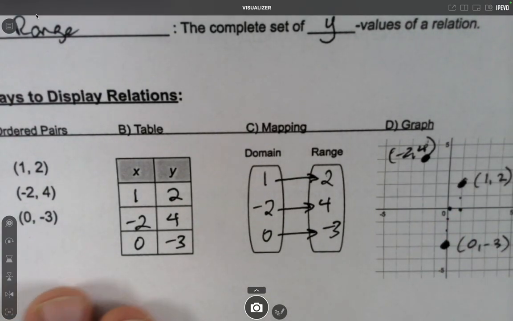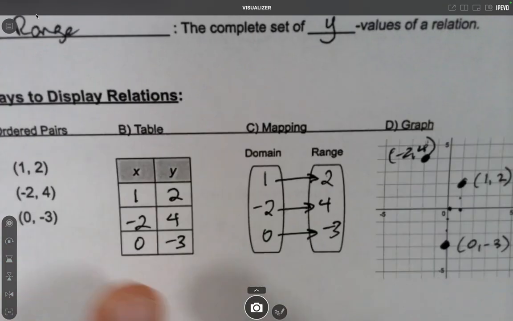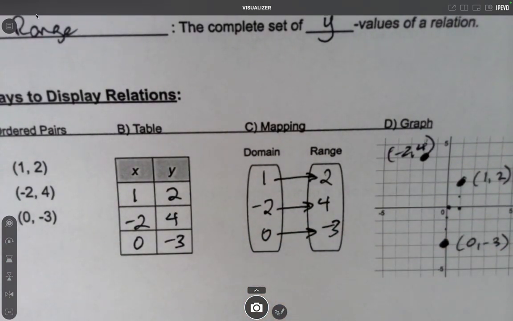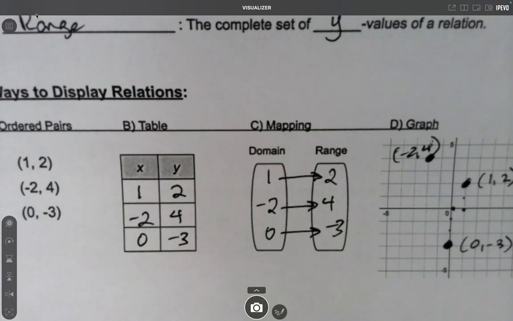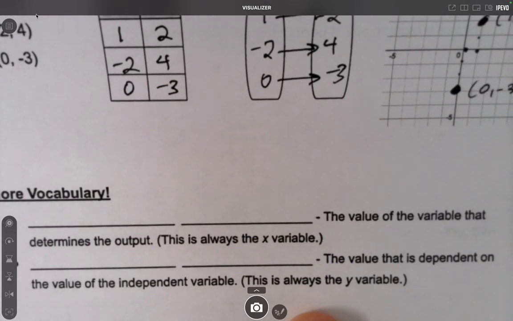And this is 4 different ways to show the same relation. So these 3 ordered pairs are a relation. They can be displayed as ordered pairs, as a table, as a mapping, or as a graph. All right, more vocabulary. Then we'll get to some actual problems on the back, or actual practice anyway.